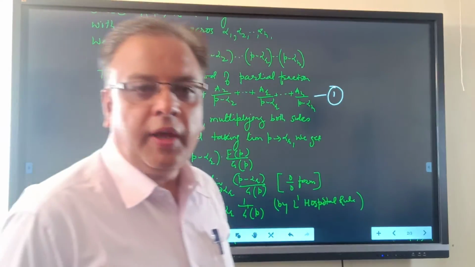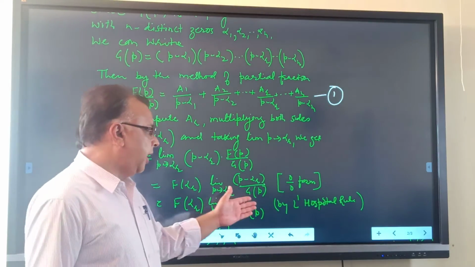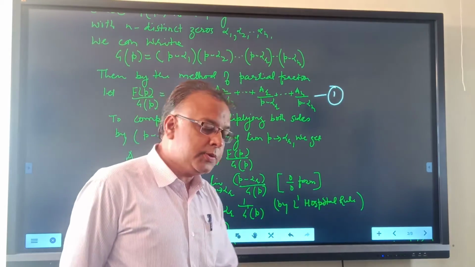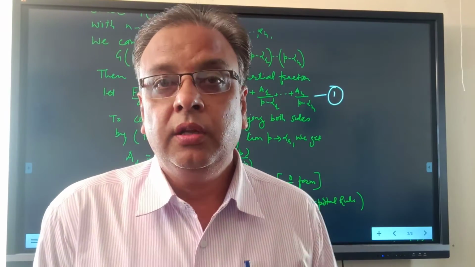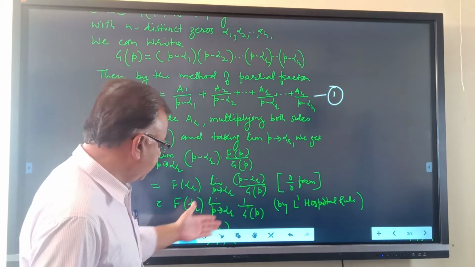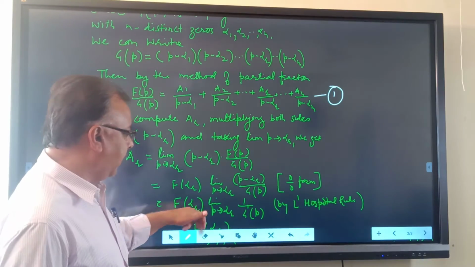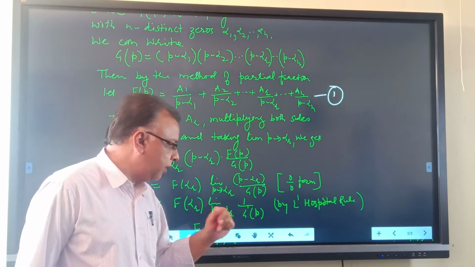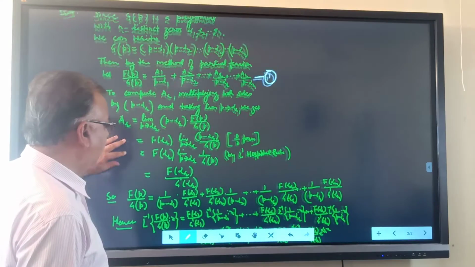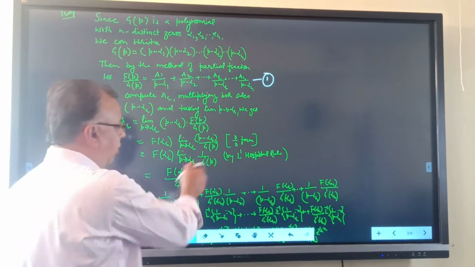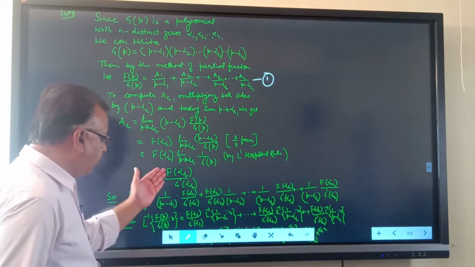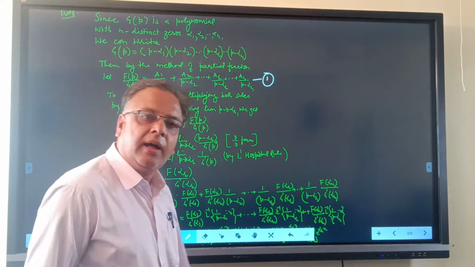So to find the value of this limit, we use the well known L'Hospital rule. By L'Hospital rule, we differentiate the upper and the lower functions. We get 1 upon g dash p. So this is equal to f of alpha r, limit p tends to alpha r, into 1 upon g dash p. And finally, putting the value of f of alpha r and g dash p with p tends to alpha r, we get A r is equal to f of alpha r upon g dash alpha r.